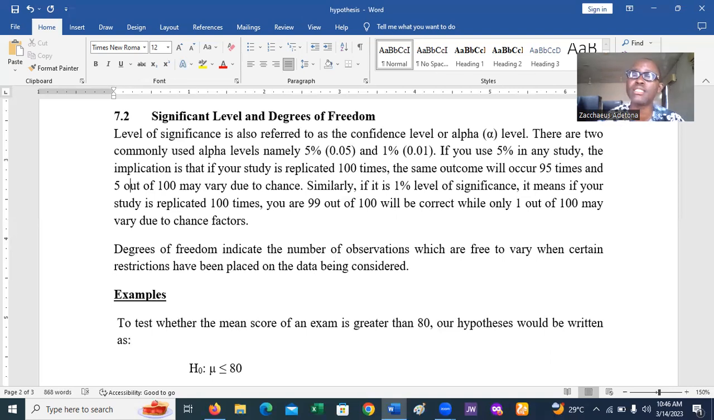Similarly, when you use a 1% significance level, that is 0.01 alpha, you are saying that if the research is replicated 100 times, 99% will give the same results, while only 1% will vary due to chance factors. That is very strict, more strict than the 5%. So depending on what the research is requesting, 5% or 1% may be used, sometimes 10%. That is the significance level, or level of significance, that is alpha in the research.